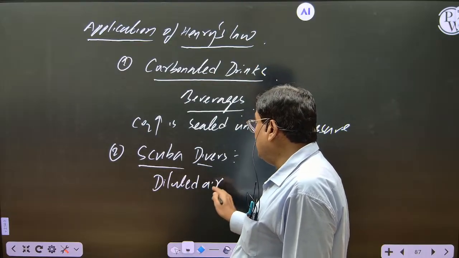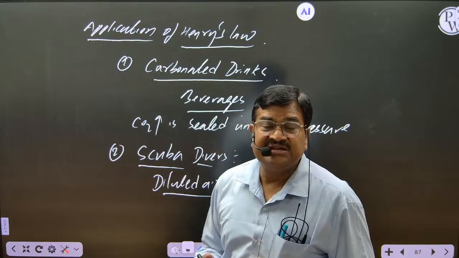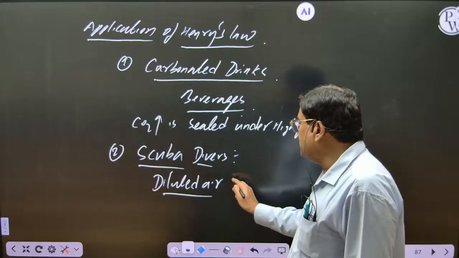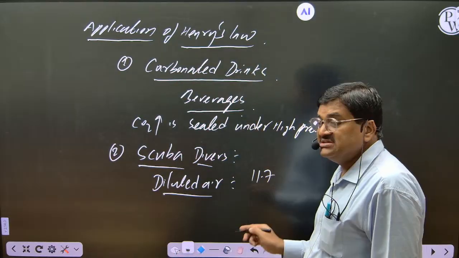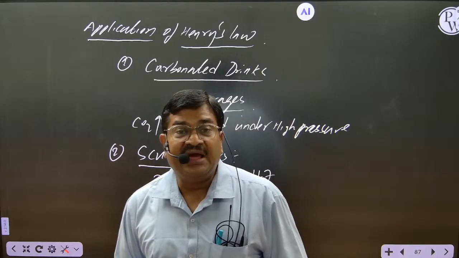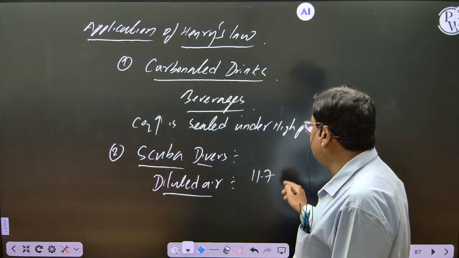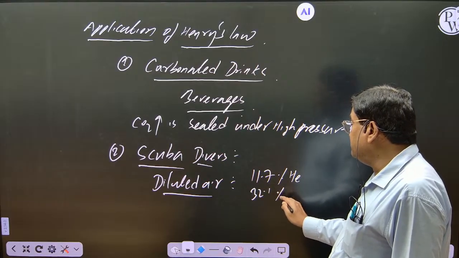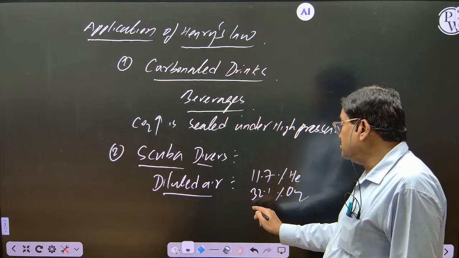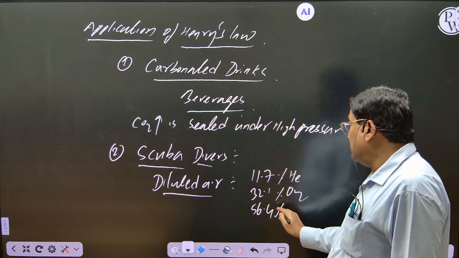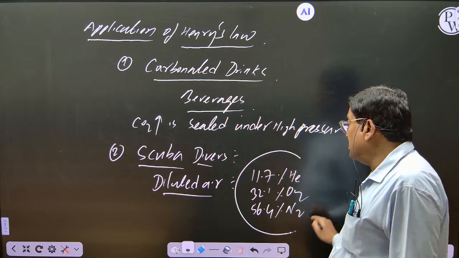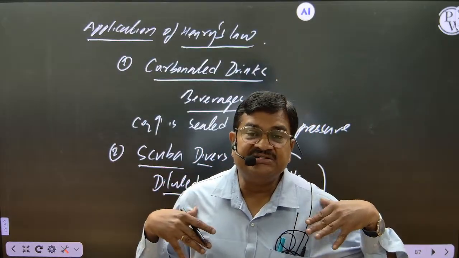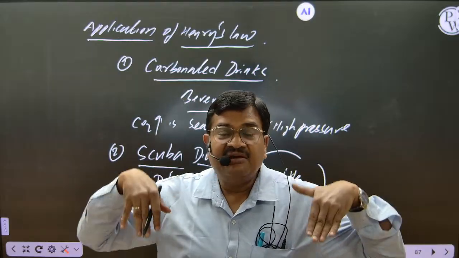Diluted air contains how much percent? They ask this in the exam. 11.7% helium. So in this diluted air, you have to know the composition. In the exam, they ask what the composition of diluted air is. So 11.7% helium will be there, and 32.1% oxygen, and nearly 56.4% nitrogen. So this composition you have to remember. Scuba divers carry this type of diluted air when they dive in the deep sea.